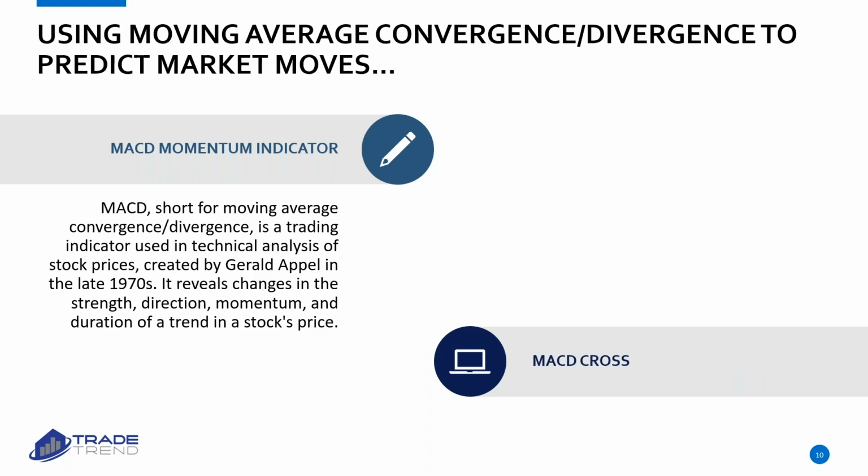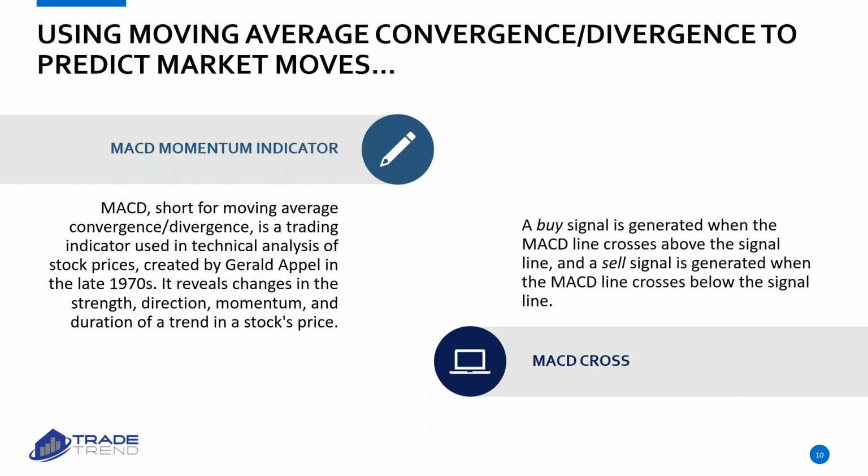The one way that really does a nice job at predicting future momentum is the MACD cross. Its most basic element, the cross, generates buy signals when the MACD line crosses above the signal line, and we'll take a look at this in the next slide on our chart. And a sell signal is generated when the MACD line crosses below the signal line.